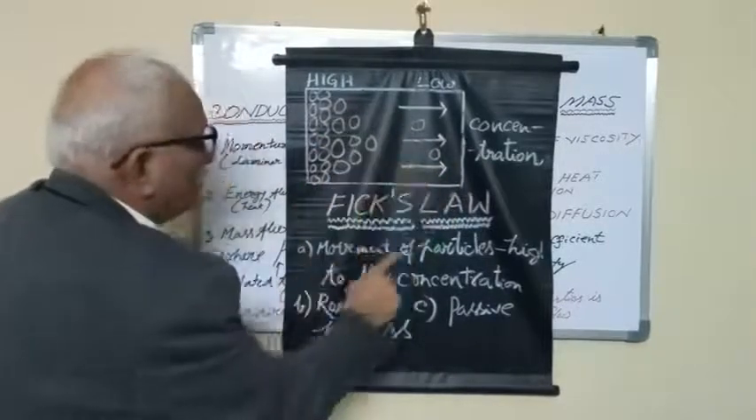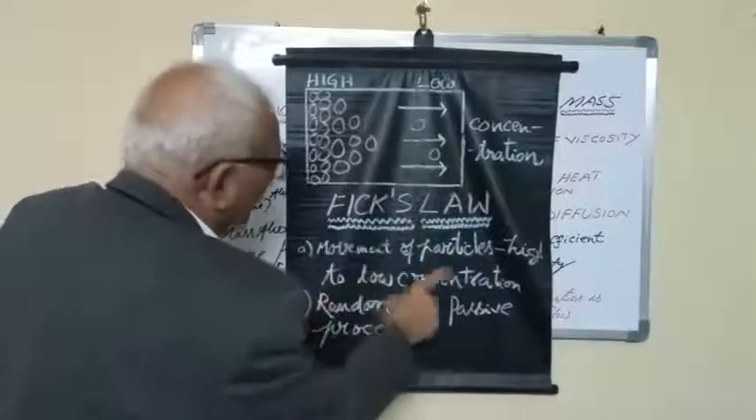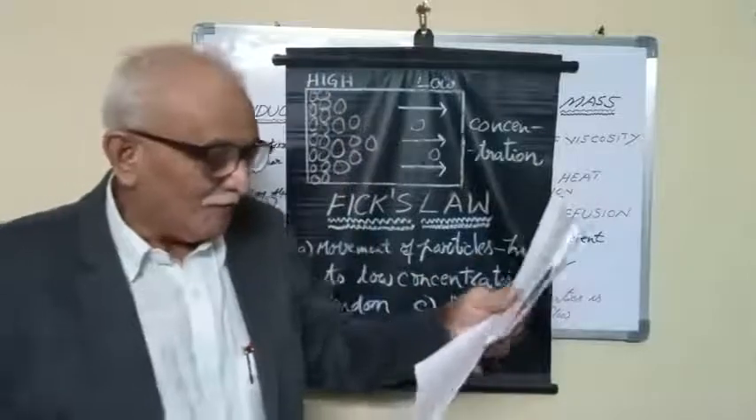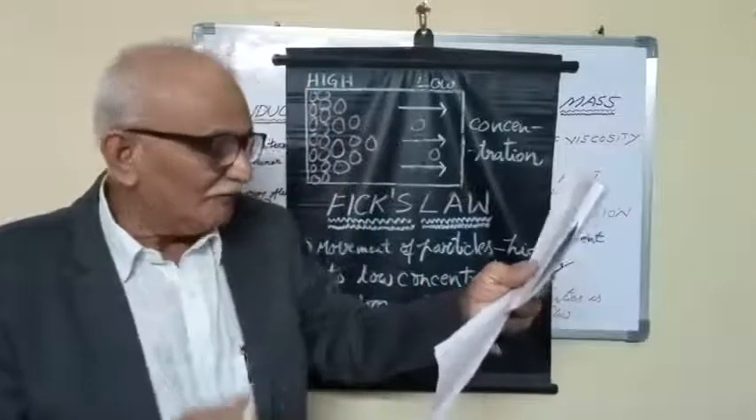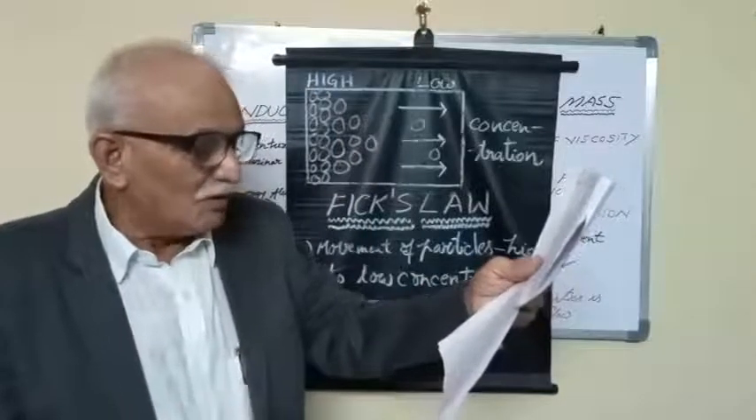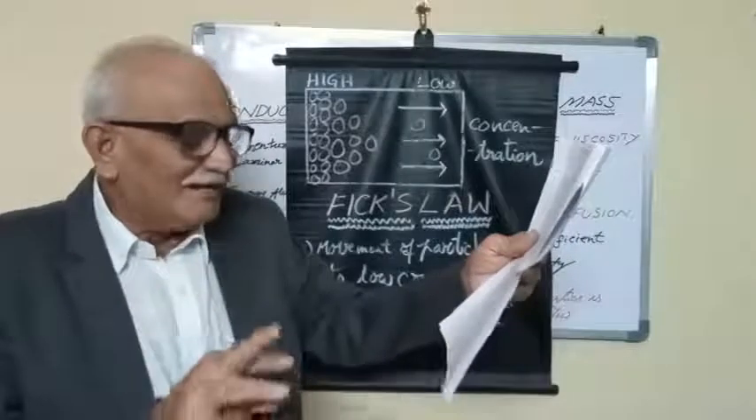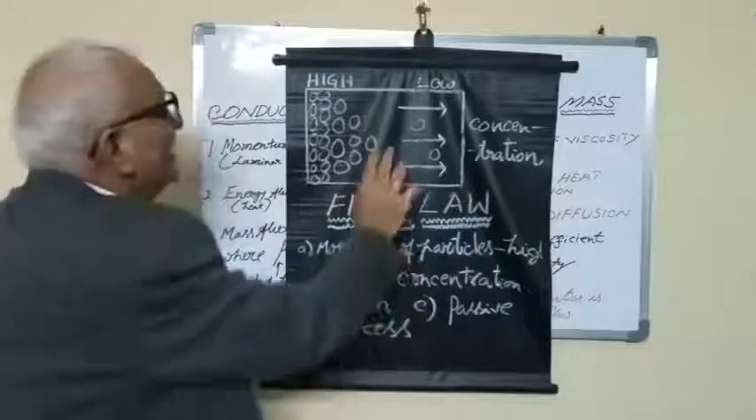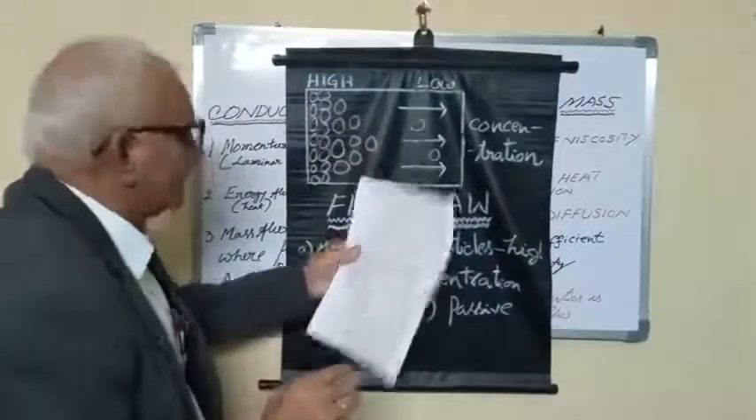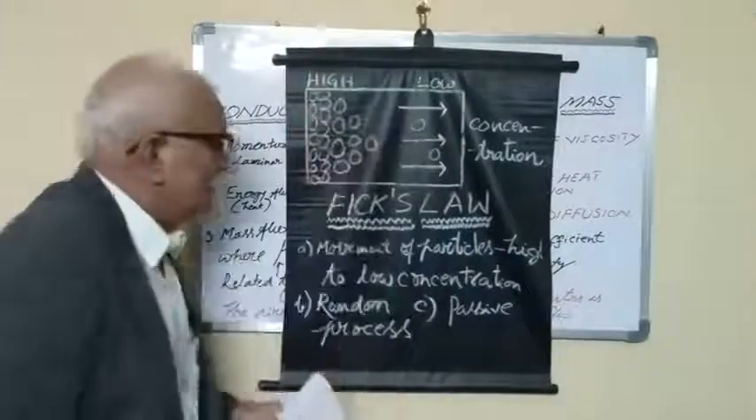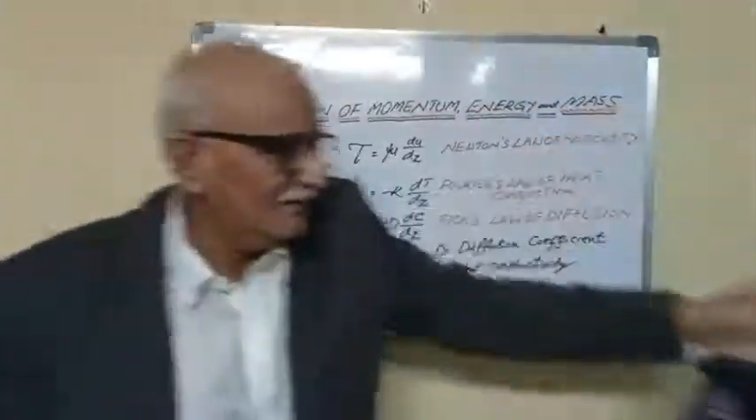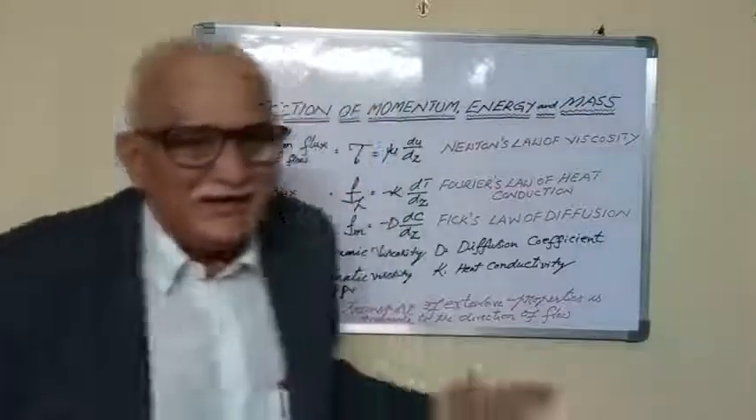So this is the movement of particles from high to low concentration, random. This is a passive process. It states that the rate of diffusion is proportional to both surface area and concentration difference, and is inversely proportional to the thickness of the membrane. So this is what I would like to say. Now here, all these things I have given in a simplified way.